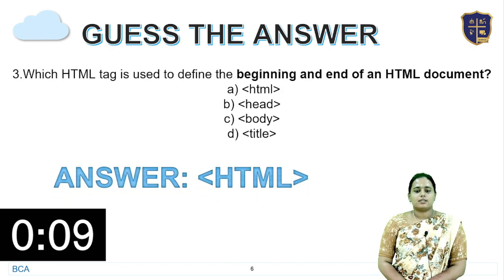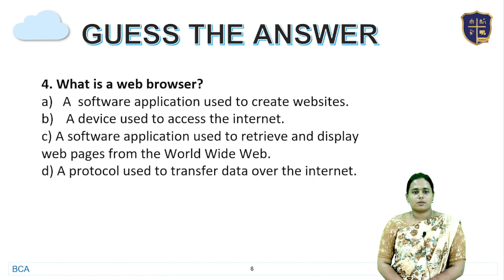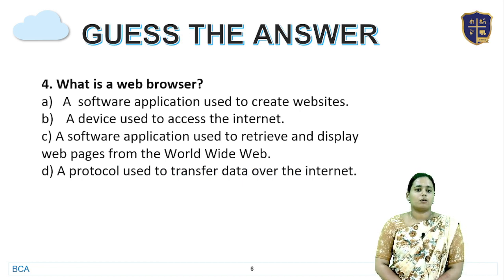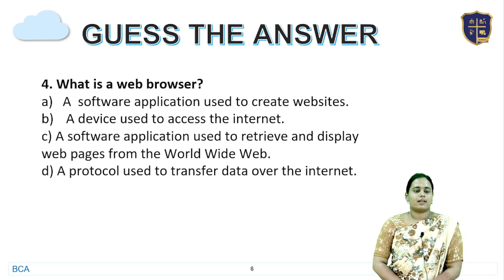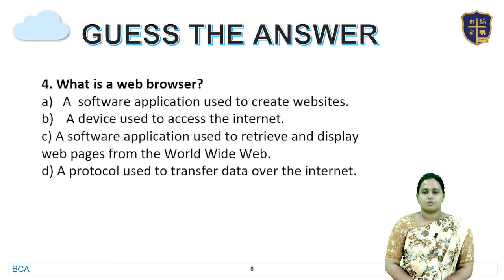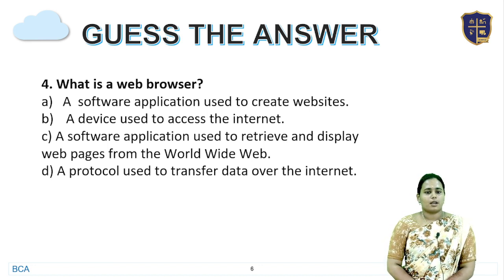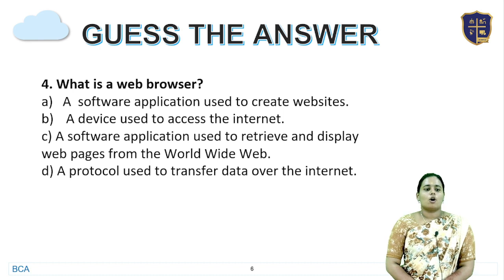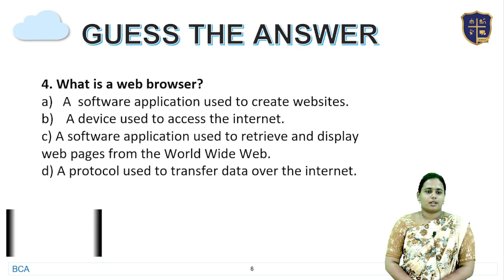Yes, the answer is HTML. Let's move to the next question. What is a web browser? We already discussed what a web browser and search engine are. You have to tell the answer about what a web browser is. Option A, a software application used to create websites. Option B, a device used to access the internet. Option C, a software application used to retrieve and display web pages. And option D, a protocol used to transfer data over the internet. Your time starts now.